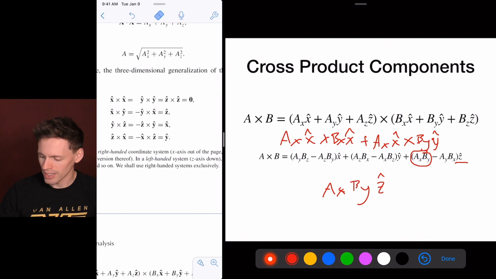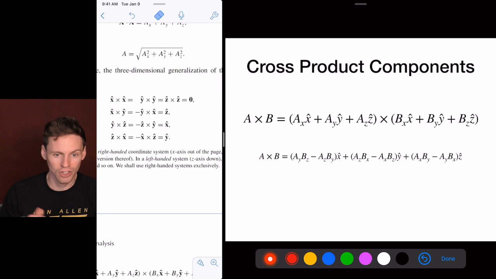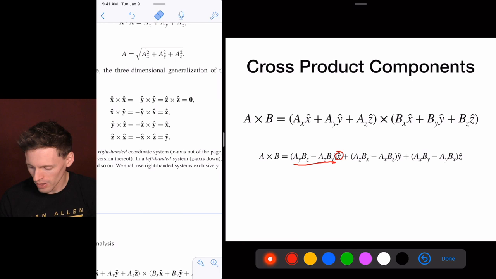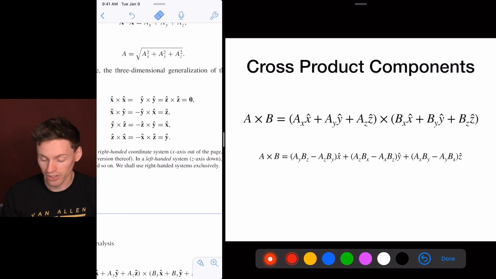So if you work all that out, all of the x hat crossed into x hat terms give you 0. So what survives are these, and this is what A cross B is. You've got to figure out all the magnitudes, and that's what remains in the x hat direction. Okay, and remember what A cross B is. It's the area of that parallelogram defined by vectors A and B. And this is how you calculate that area.